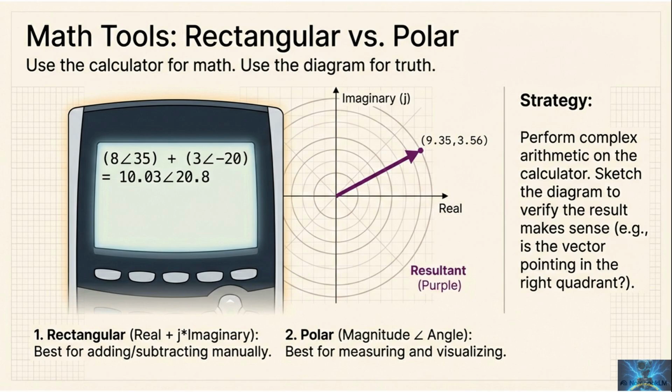Math tools. Rectangular versus polar. There are two common ways to describe phasors: rectangular form and polar form. Rectangular form uses a real part and an imaginary part, and it's convenient for addition and subtraction on a calculator. Polar form uses magnitude and angle, and it's perfect for understanding and visualizing what's happening. A strong habit is, do the arithmetic with the calculator, but always sanity check the result with a sketch. Pictures catch mistakes that pure numbers can hide.